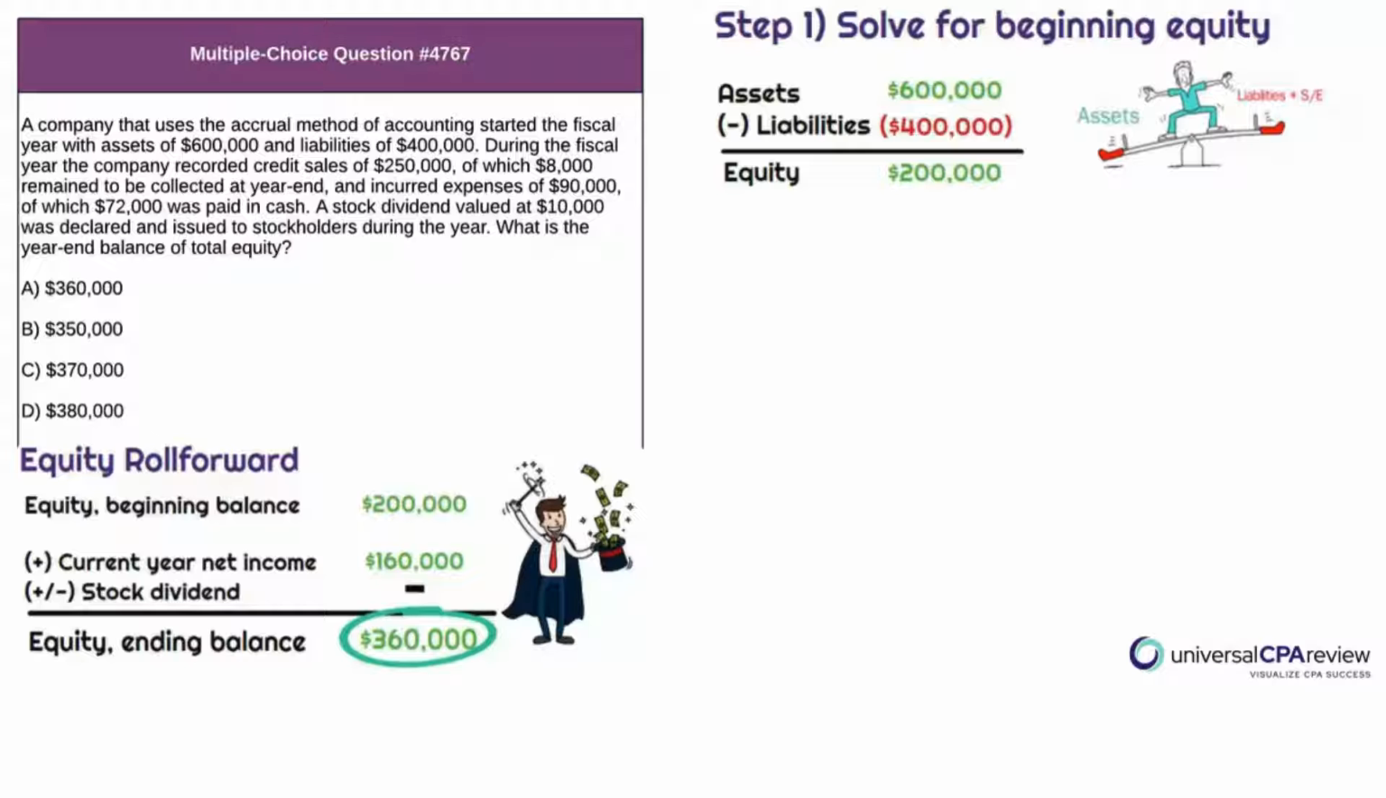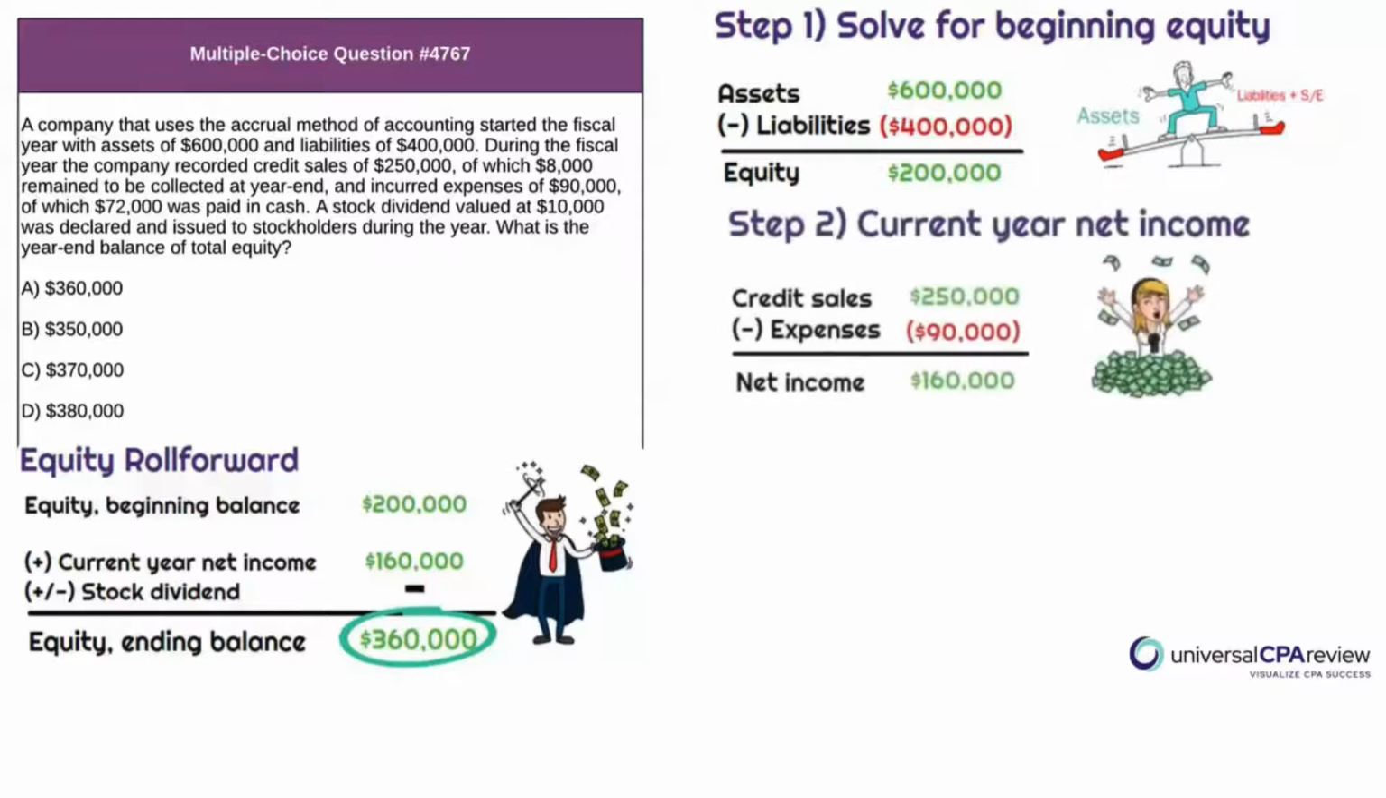balance. Now, the next thing we need to do is factor in any net income throughout the year. And it says that the company uses the accrual method. So we can kind of ignore what our cash income and cash expenses are and just focus on the accrual type method, right? So it says we had sales on credit of $250,000 and then we incurred expenses of $90,000. So those are the two numbers we need to use for accrual accounting, right?